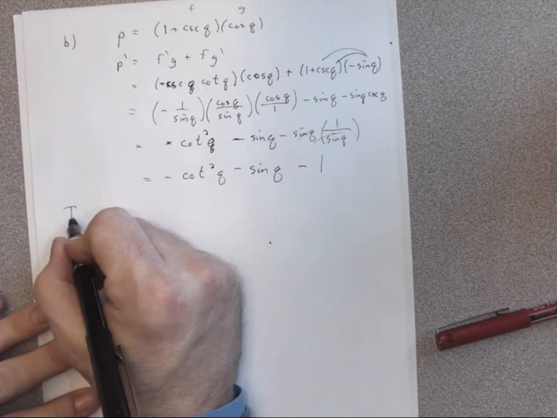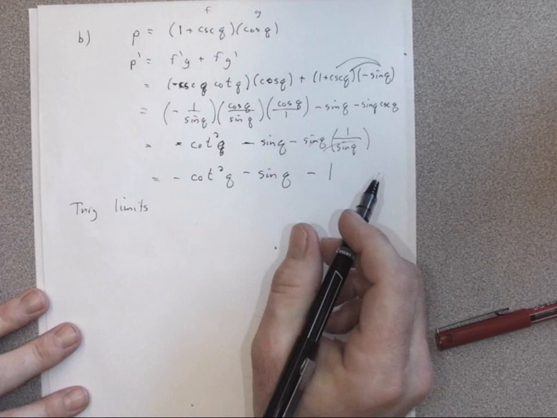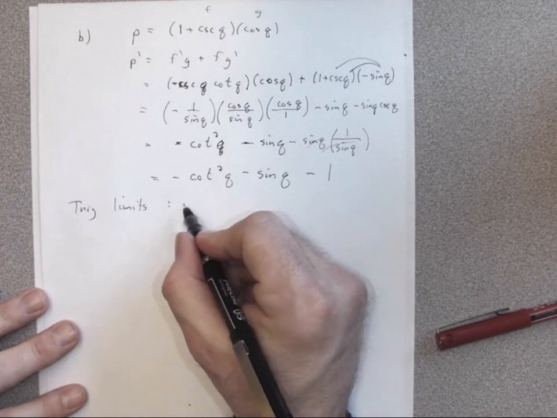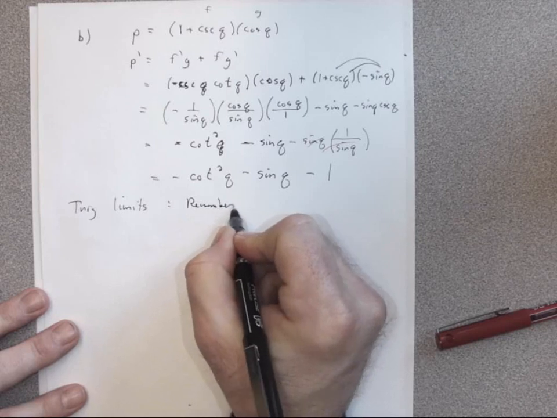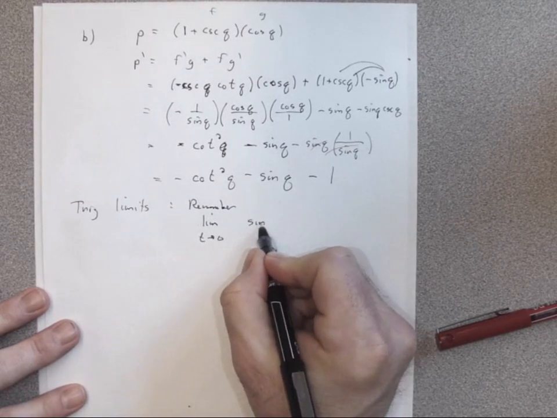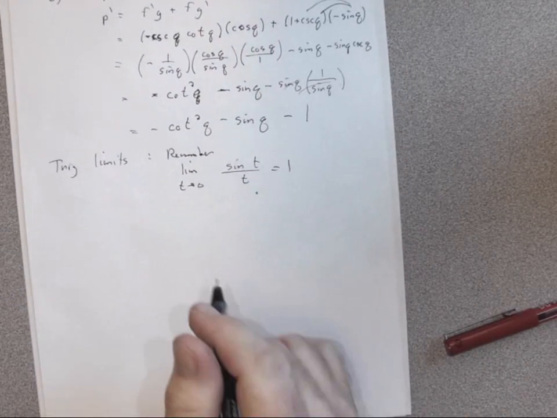Trig limits. Funny they're putting it now instead of later. Okay, well, the one thing I want us to remember is that the limit as t goes to 0 of the sine of t over t is equal to 1. So just remember that.